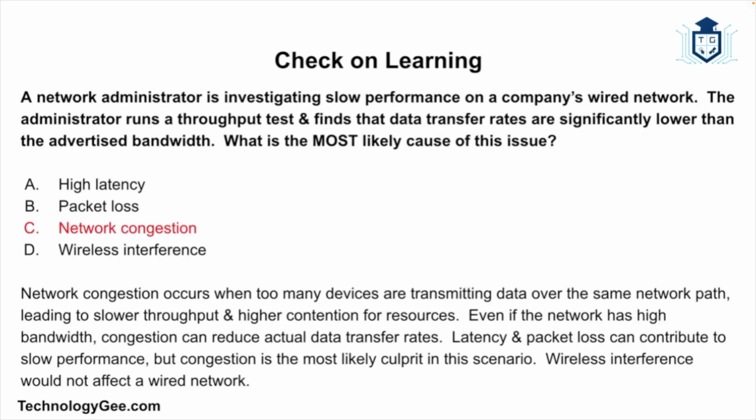And the correct answer is network congestion. Network congestion occurs when too many devices are transmitting data over the same network path, leading to slower throughput and higher contention for resources. Even if the network has high bandwidth, congestion can reduce actual data transfer rates. Latency and packet loss can contribute to slow performance, but congestion is the most likely culprit in this scenario. And wireless interference would not affect a wired network.